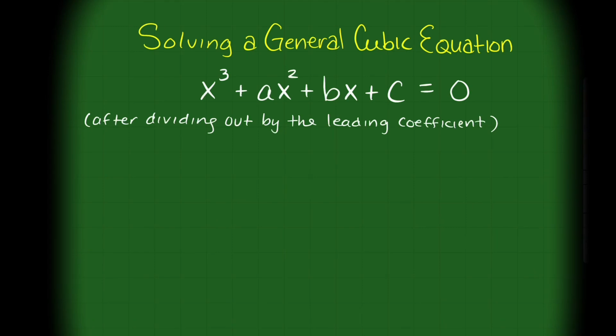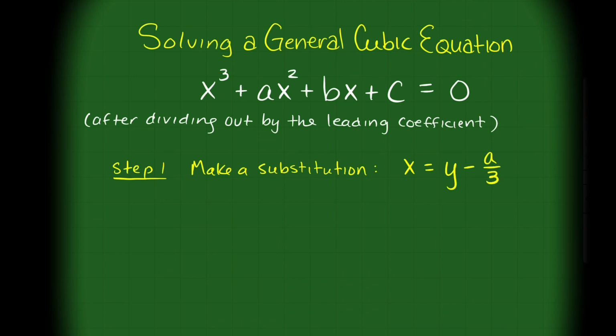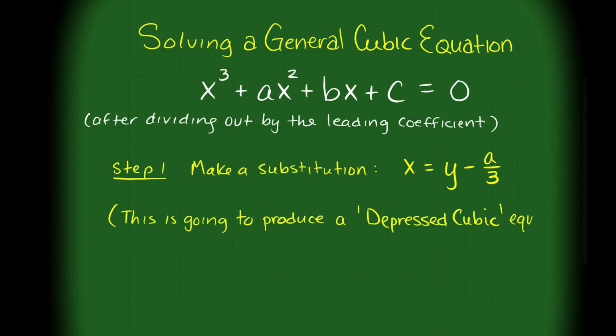So in order to solve a general cubic equation, we're going to have to go through a few steps. Here I've taken the liberty of dividing the cubic equation by the leading coefficient, putting it into monic form. Now we're going to make the substitution x is equal to y minus a over 3. What this is going to do is produce something called the depressed cubic equation. A depressed cubic equation is a cubic equation without its quadratic term.